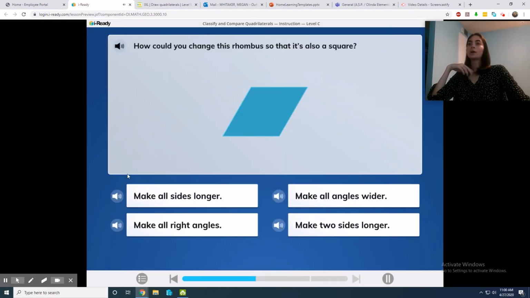So remember, a square has 4 right angles. This one doesn't. So in order to make this rhombus a square, I would make all the right angles.